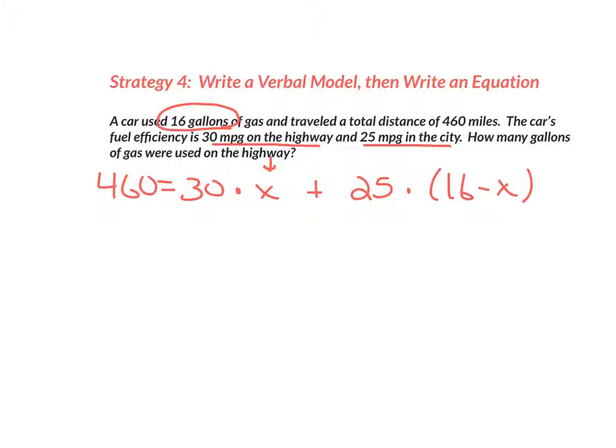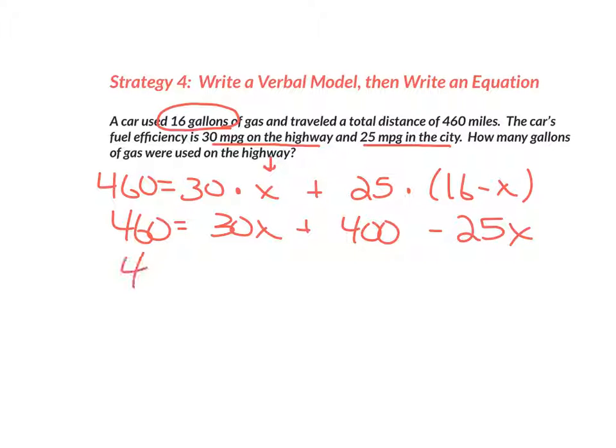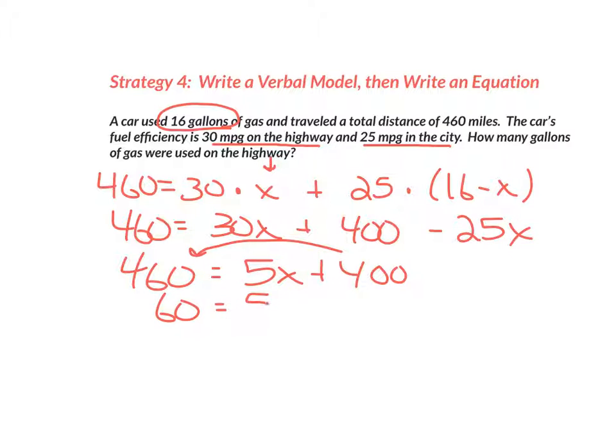So let's see what happens here if I work that out. That's 460. 30 times x is 30x. I'm going to distribute right here. 25 times 16 is 400. 25 times negative x is negative 25x. So let's combine the x's on the right hand side. 30x minus 25x is 5x plus 400. I'm moving the 400 over there. That makes it 60 is 5x, so x is 12.